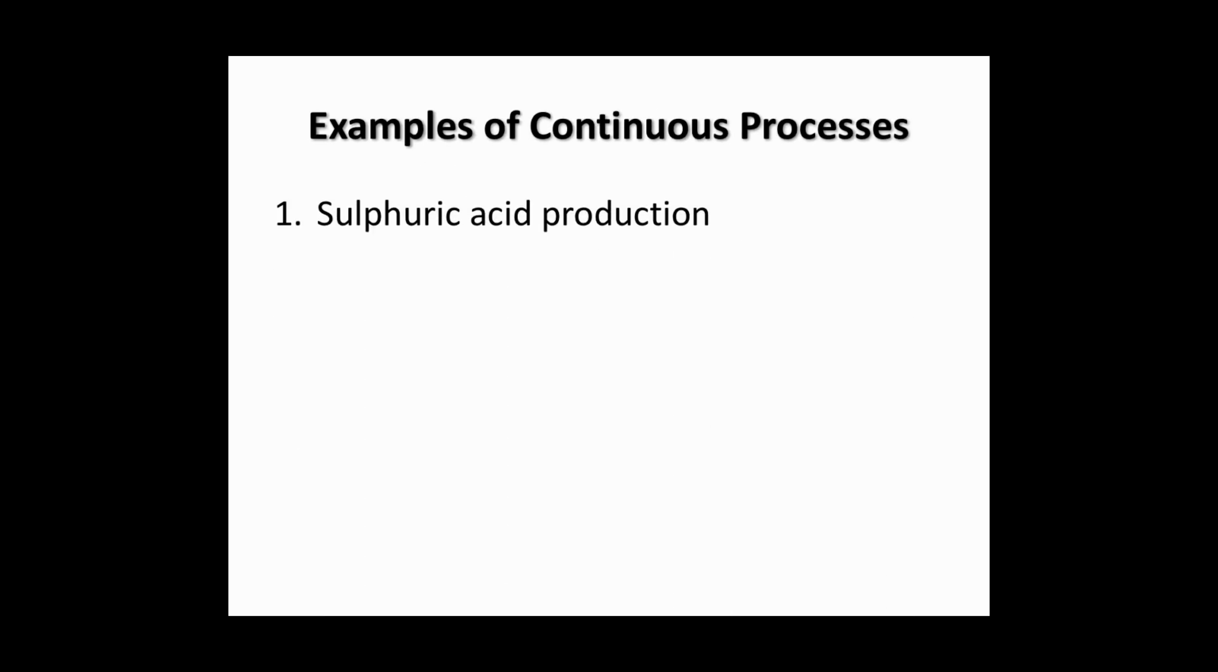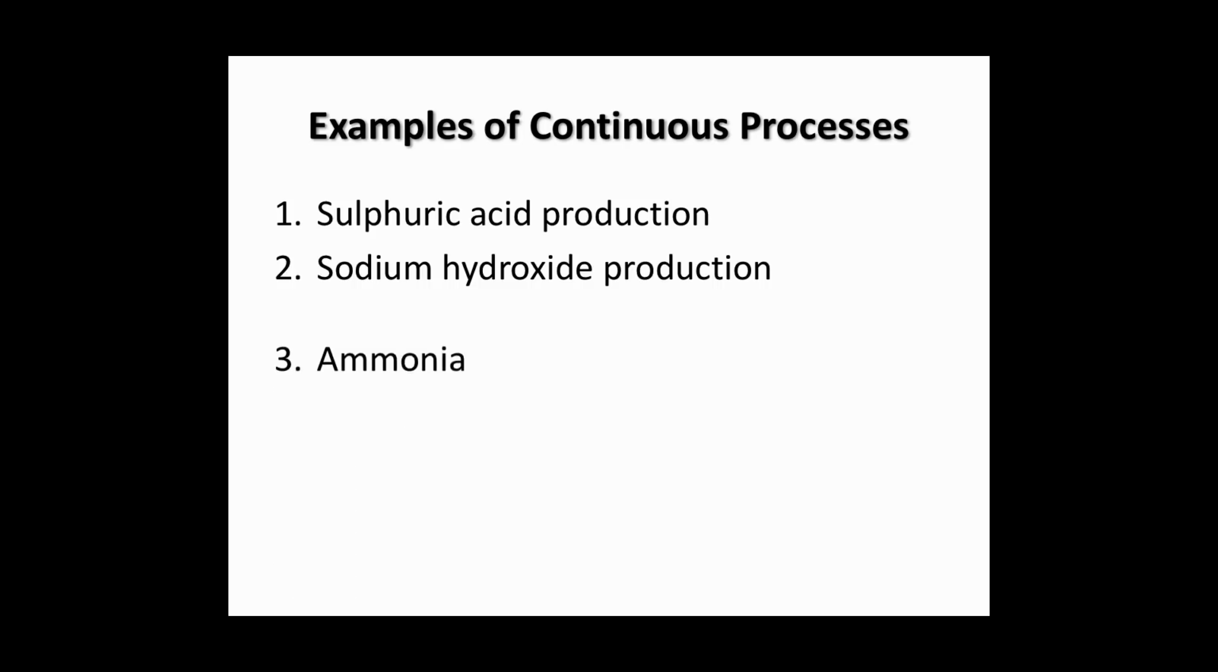Continuous process, on the other hand, would have examples that you might be familiar with: the contact process, which is the process that produces sulfuric acid, sodium hydroxide production, a chemical that's very commonly used in labs. Ammonia is one of the feedstock.